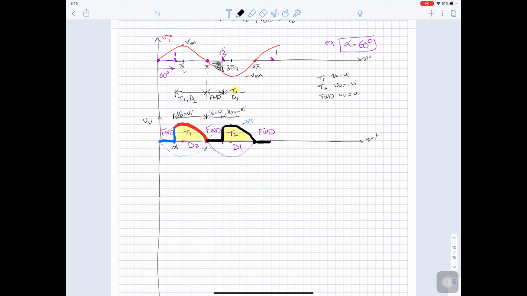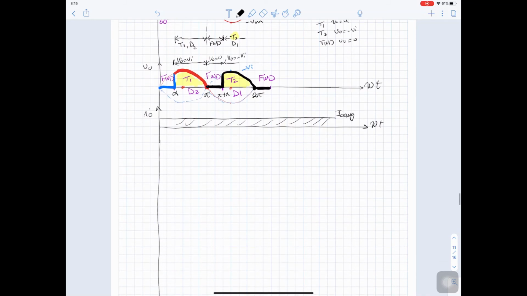So here is alpha, here is pi, here is pi plus alpha, here is 2 pi, and so on. So we can sketch our V out. If we need to sketch I out, so I out is constant at its average value, I out average, over omega t, because we are assuming we have a highly inductive load.